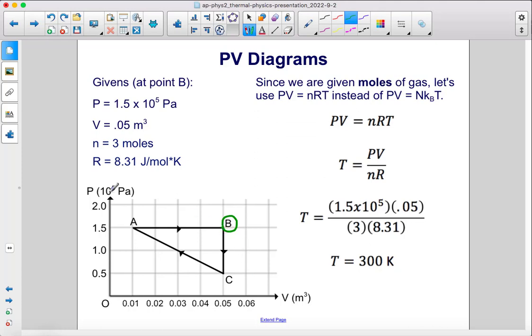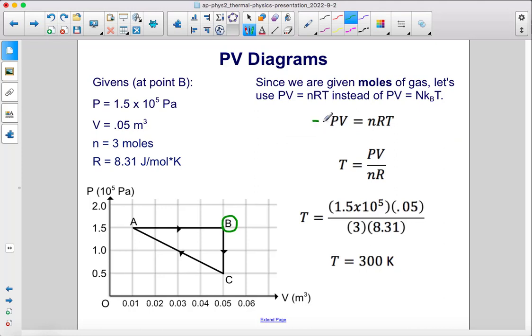So at point B, we have a pressure of 1.5 times 10 to the 5th pascals. We have a volume of 0.05 cubic meters. We were given the fact that there are 3 moles of gas, and the gas constant is 8.31 joules per mole Kelvin, and we're going to use R since we're given lowercase n, the number of moles. Since we're given moles of gas, let's use PV equals nRT instead of PV equals nKT.